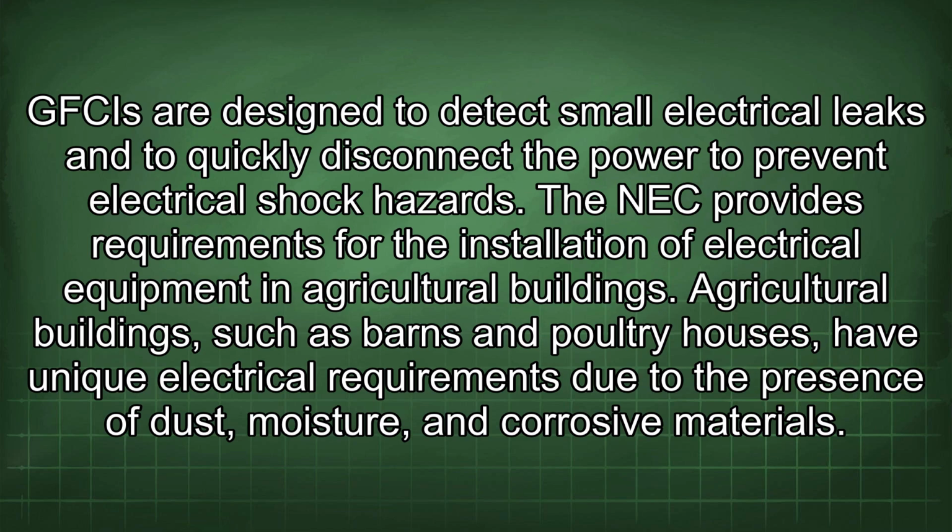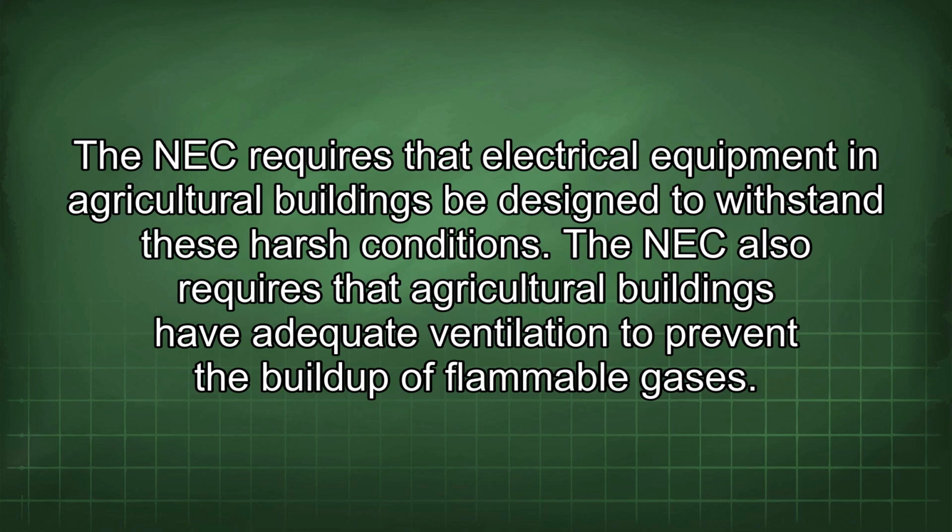The NEC provides requirements for the installation of electrical equipment in agricultural buildings. Agricultural buildings, such as barns and poultry houses, have unique electrical requirements due to the presence of dust, moisture, and corrosive materials. The NEC requires that electrical equipment in agricultural buildings be designed to withstand these harsh conditions. The NEC also requires that agricultural buildings have adequate ventilation to prevent the buildup of flammable gases.